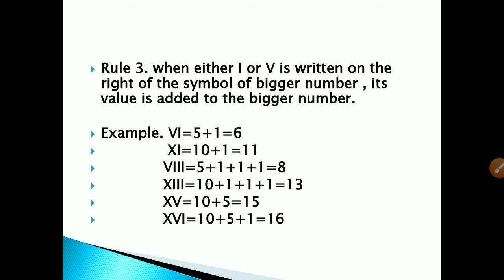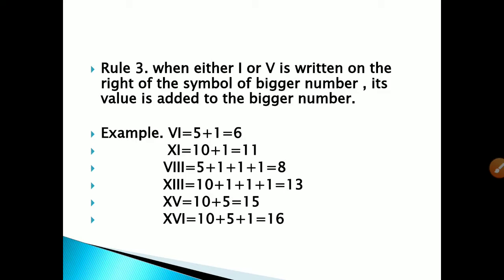Rule number 3. When either I or V is written on the right of the symbol of a bigger number, its value is added to the bigger number. Once again, when either I or V is written on the right of the symbol of a bigger number, its value is added to the bigger number. See the examples carefully.